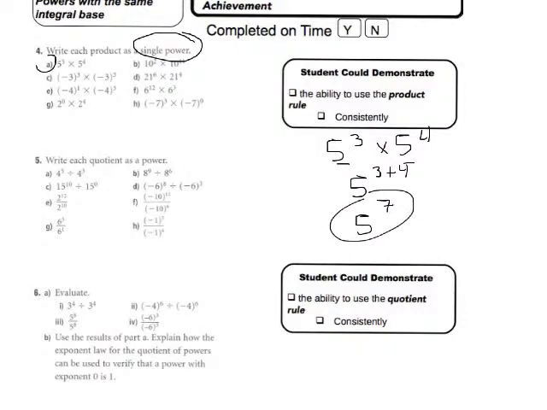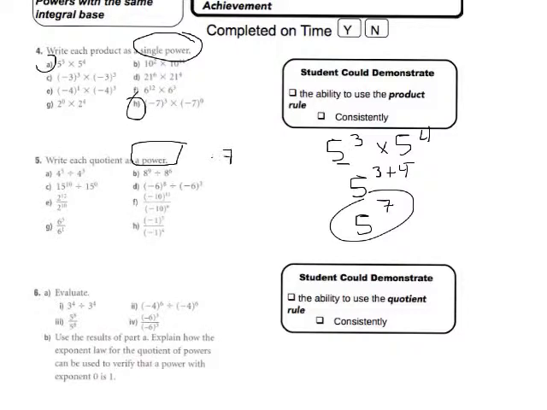Be very clear of what they're asking. They want to leave this one as a power, not standard form. Don't put them in the wrong answer type because then the question's wrong. So they're looking for A, can you do the product rule? And B, can you put it in the proper form, standard form, expanded form, exponential form, a power? Just make sure you know what they're asking. So we'll do another one.